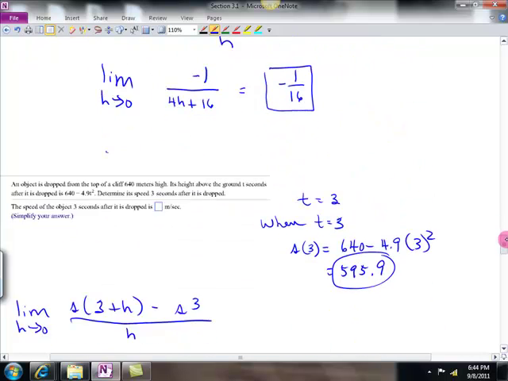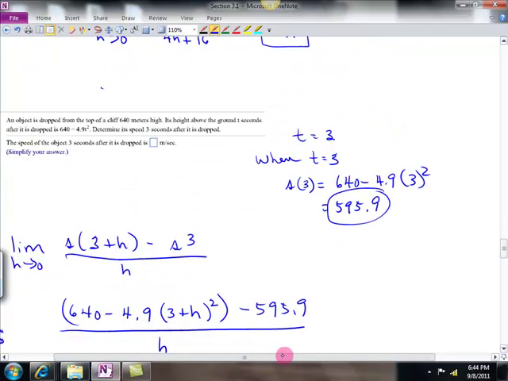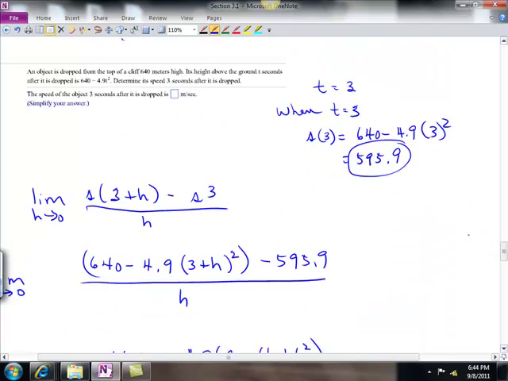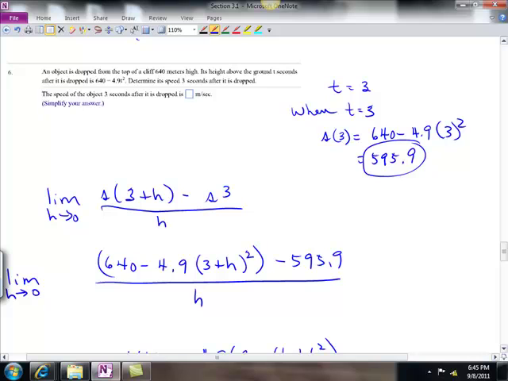Okay. All right. Same idea on this one. I'd like you to look at this. We can do this together, but I can't make that bigger right now. All right. An object is dropped from the top of a cliff 640 meters high. Its height above the ground t seconds after it's dropped is, so here's the function, 640 minus 4.9 t squared. So that's the height, and t is time. Determine its speed 3 seconds after it's dropped.